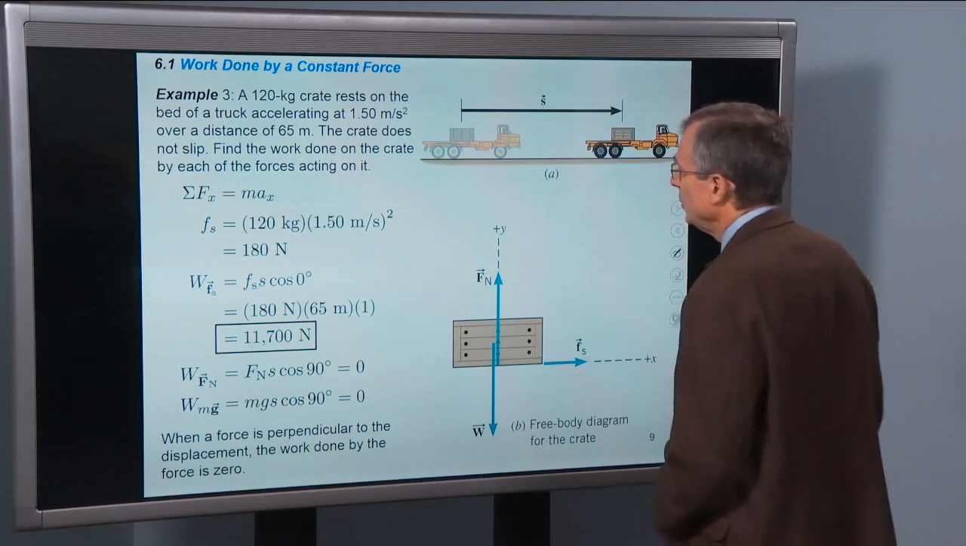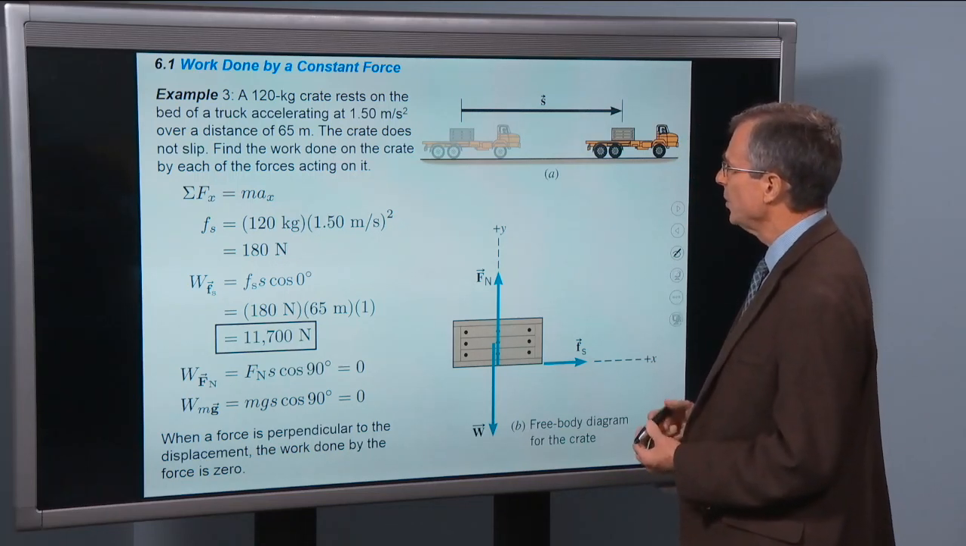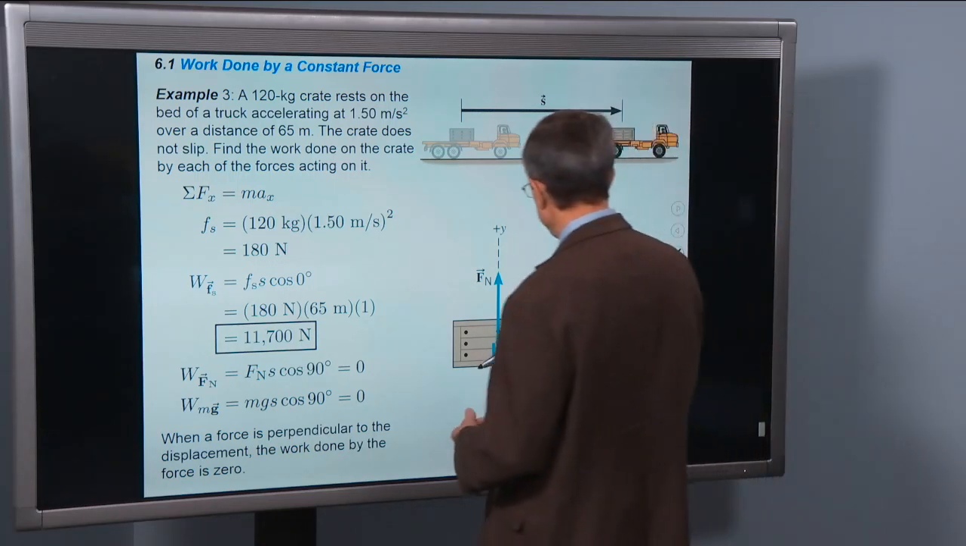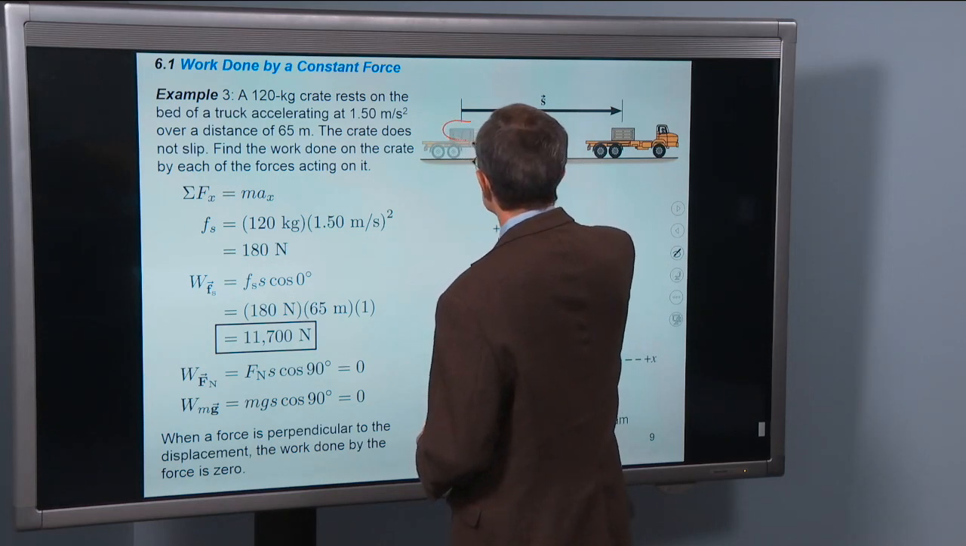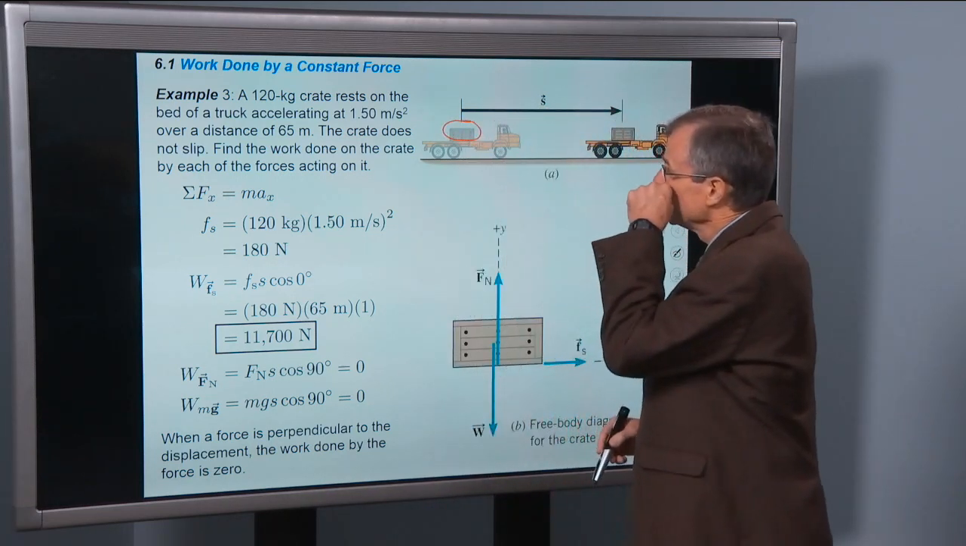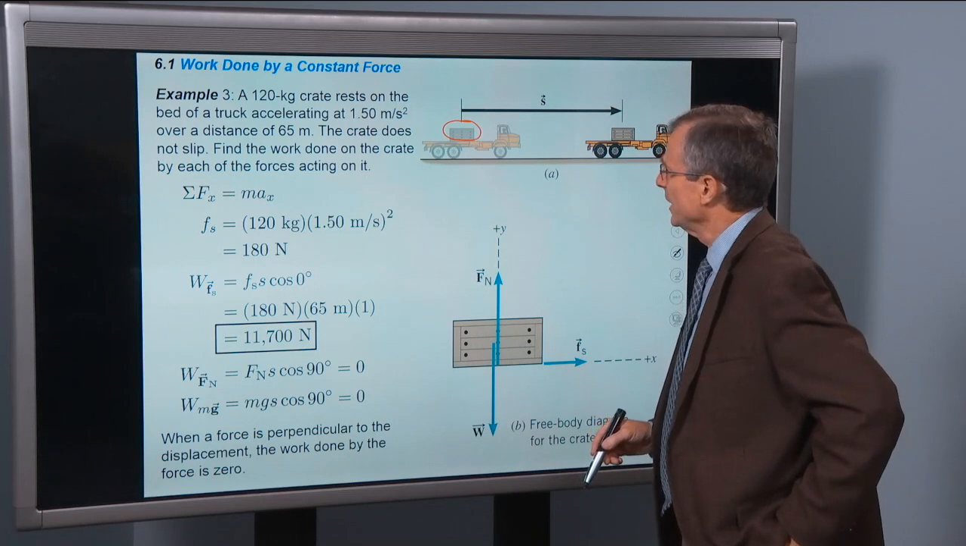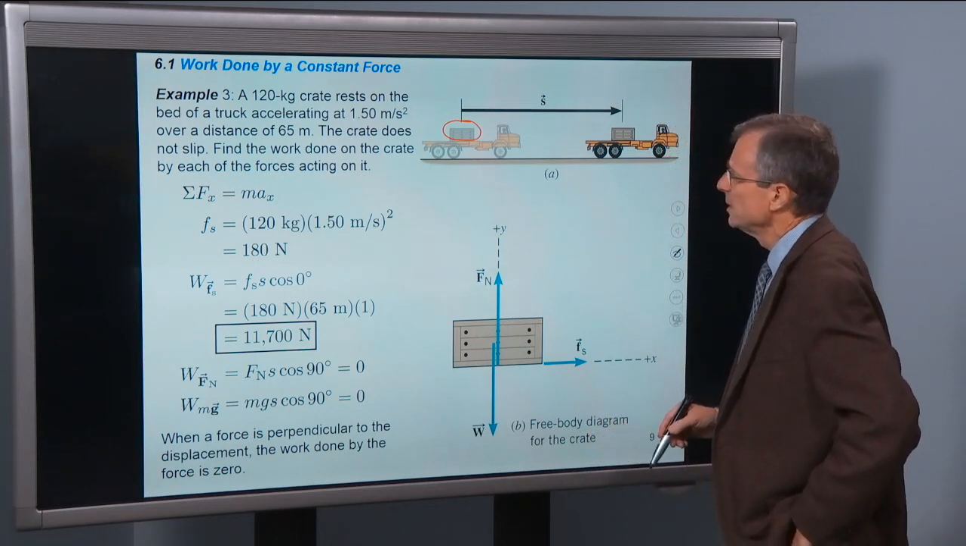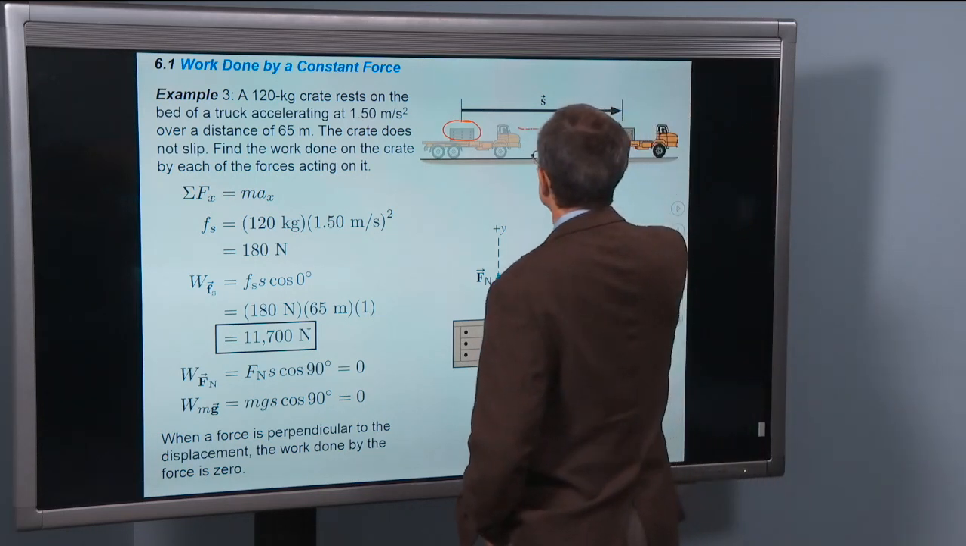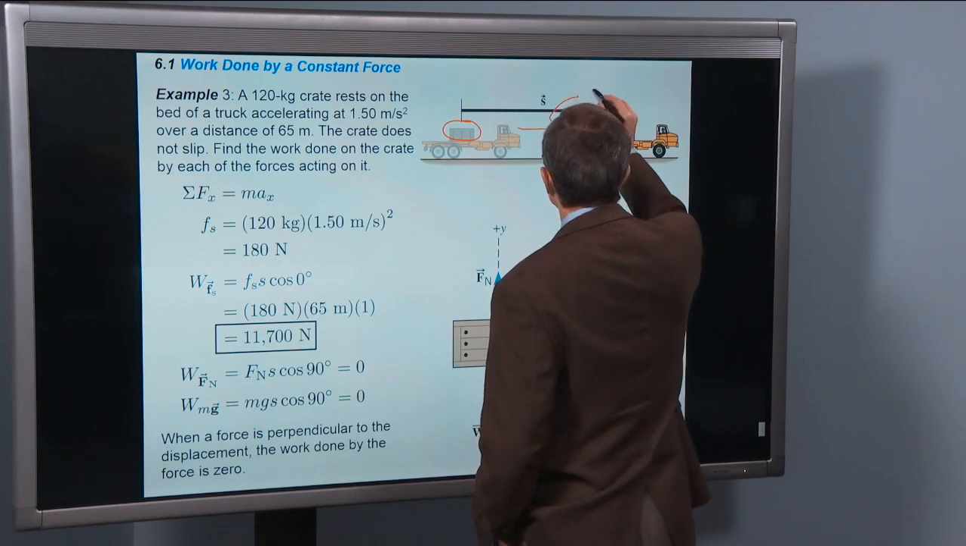Let's look at another example, a 120 kilogram crate. So this is a crate that's sitting on a truck. It rests on the bed of a truck, accelerating at 1.5 meters per second squared. So we've got an acceleration here.